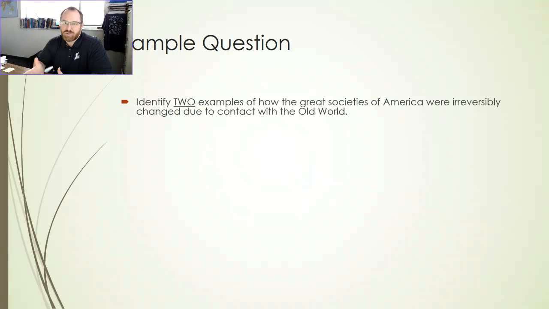By the way, there would usually be one more part of this question to identify one other example, because SAQs are usually 3 points total. We'll just pretend that this SAQ is just 2 points total. So we have to do 2 examples of how the great societies of America were irreversibly changed due to contact with the Old World. So, what are the big parts of this question? I'm going to get my highlighter out here.